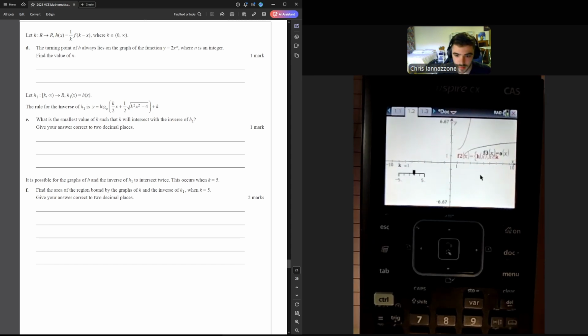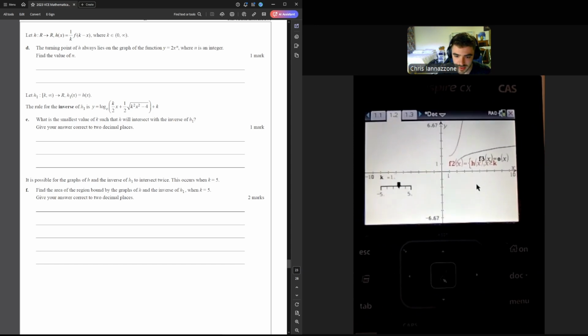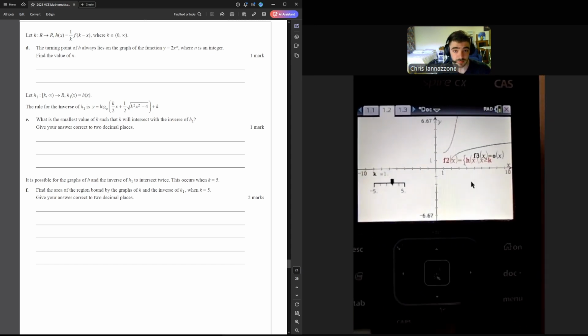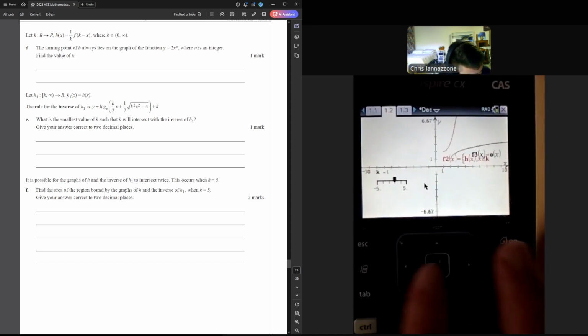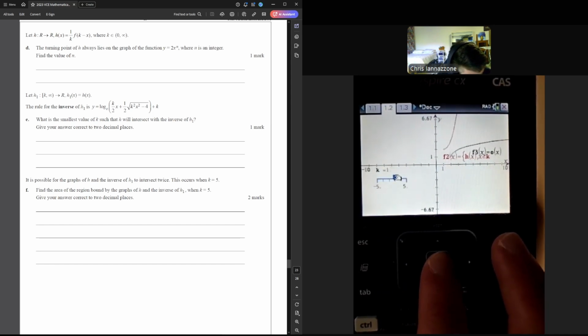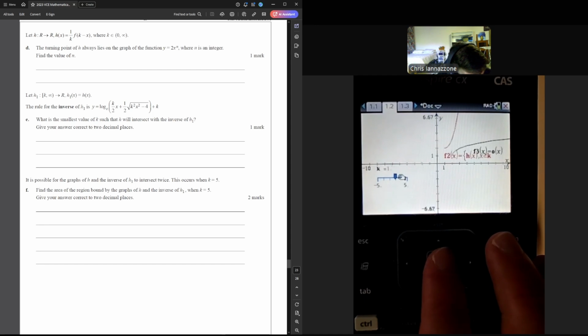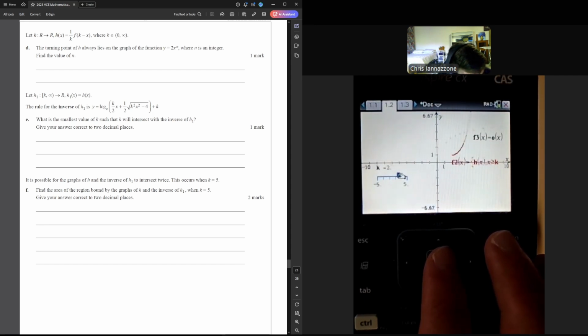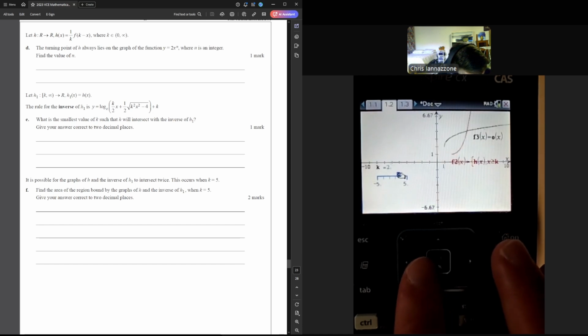Cool. Okay, so we have our two graphs, and we can see off the bat they don't touch. Right, there is no touching involved. So let's see what happens as k changes. What's it going to take to make them touch? If we get bigger, they appear to, well, that worked. k equals 2 is going to get them to touch.